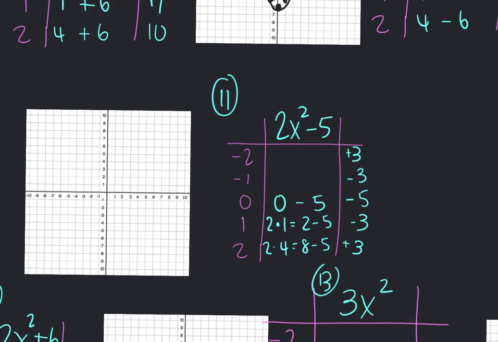All right, so 0, negative 5 is that dot. 1, negative 3 and its match. 2, positive 3 and its match. Soft U, don't make it look like a V, with arrows.